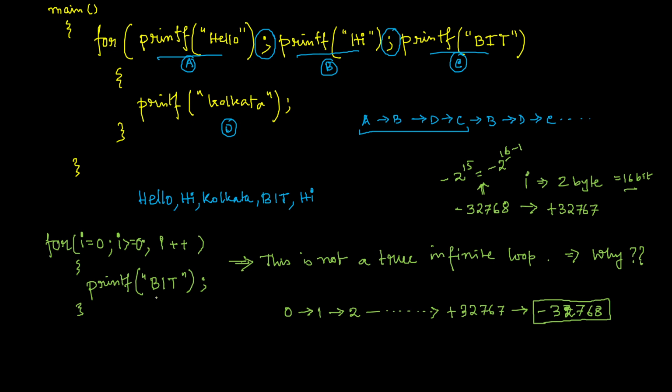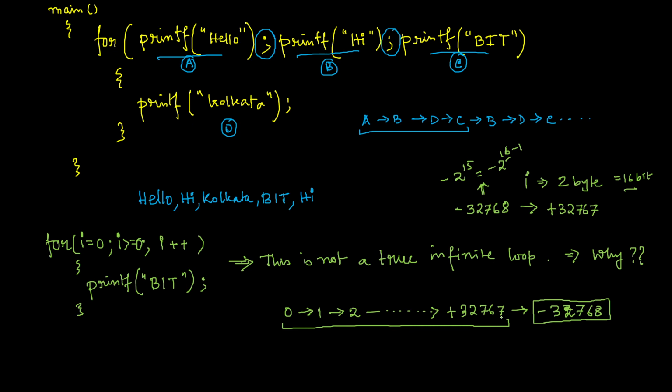At that time the loop will break. So you can say that from 0 up to this time, the loop will run. That means this printf bit will be printed how many times? 32,768 times. From 0 to 32,767 means 32,768.